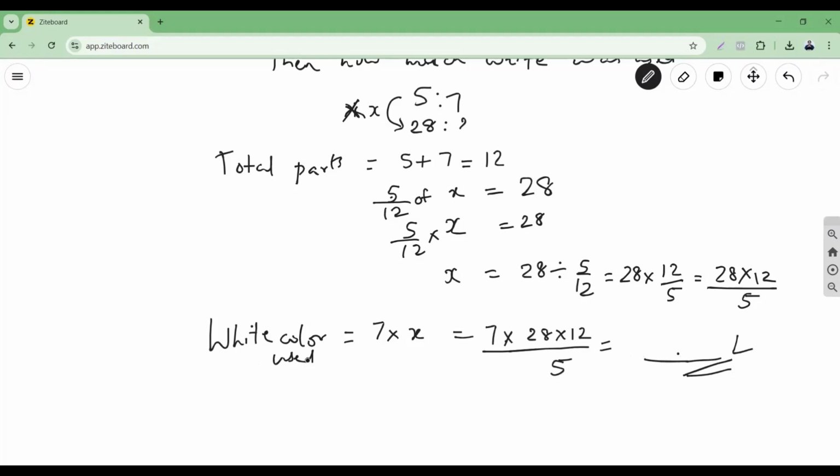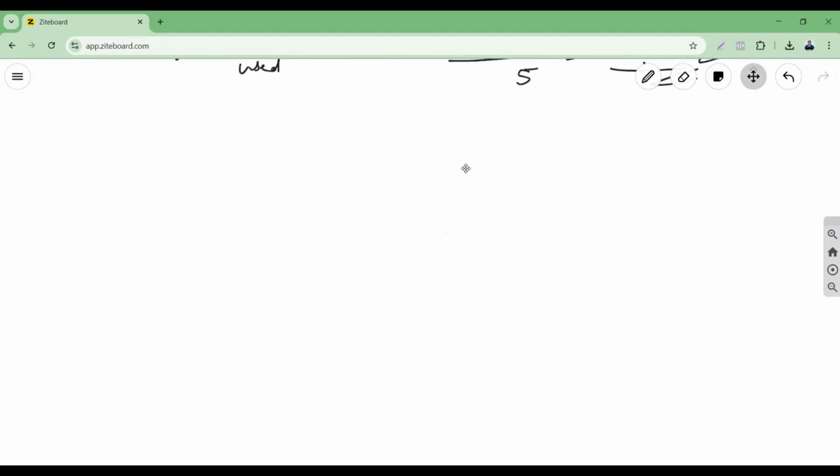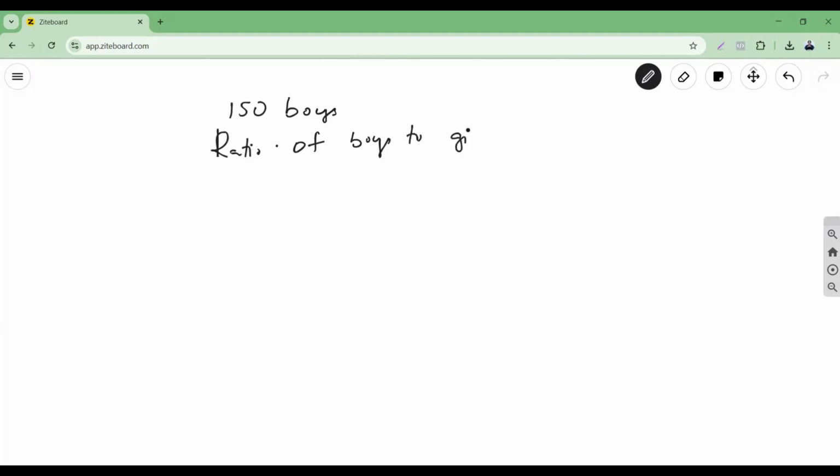This is how you can find missing quantities using ratios. I'll give you a quick recap. Let's take another problem. In a certain class, there are 150 boys, and we don't know how many girls there are. But the ratio of boys to girls is 5 is to 7. How do we find out how many girls there are? That's the question.